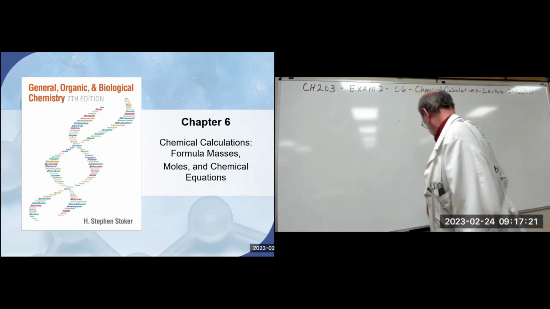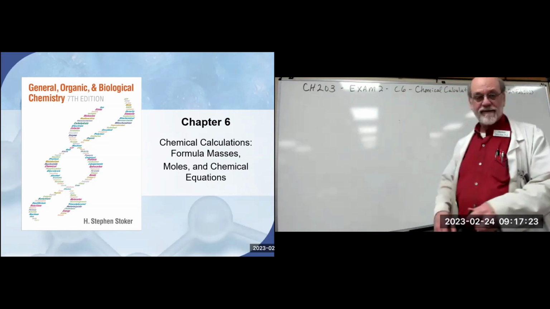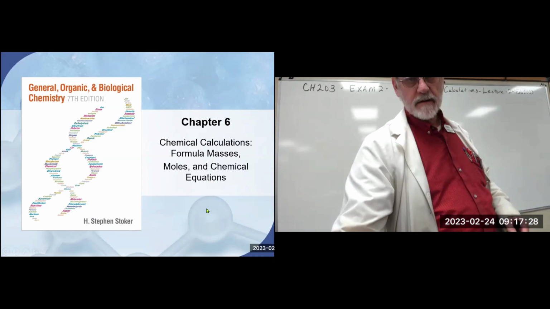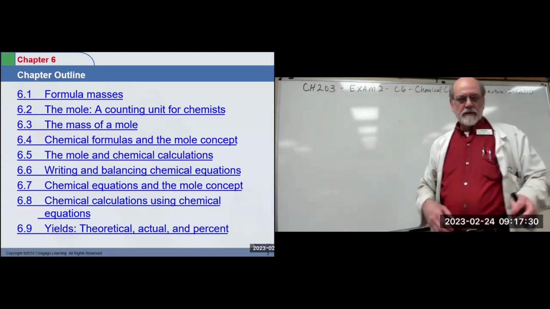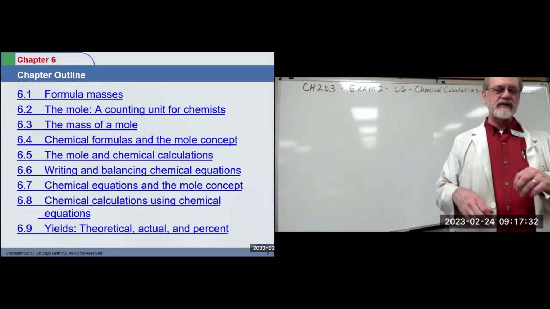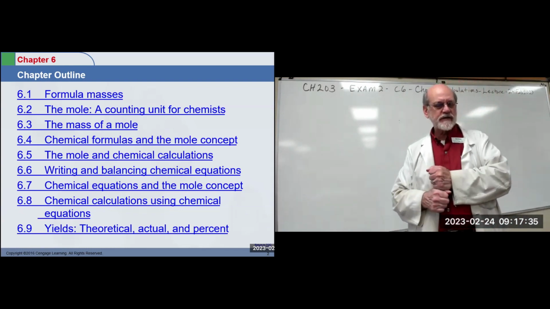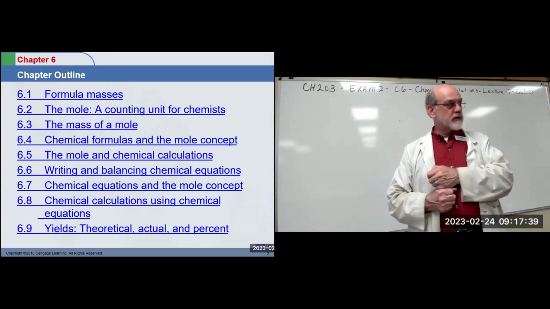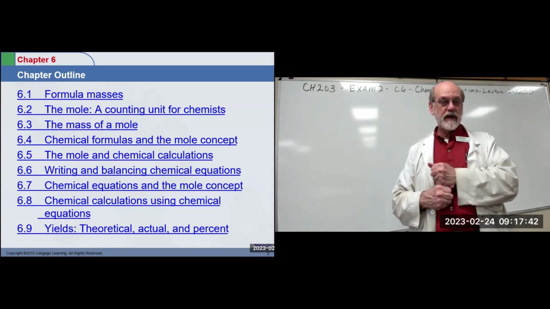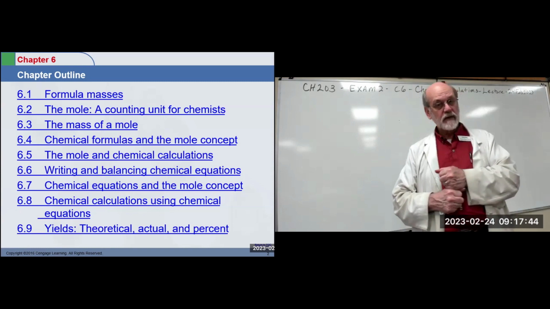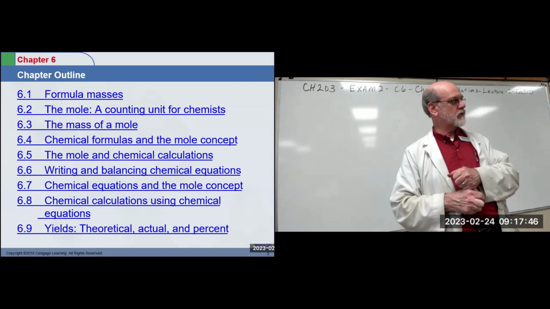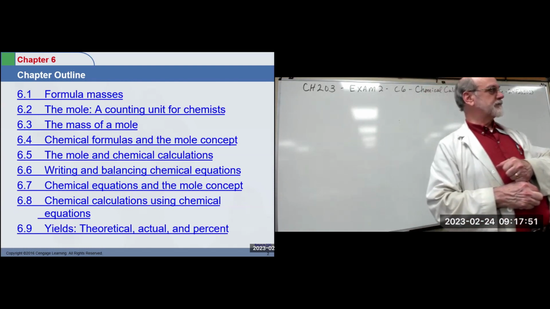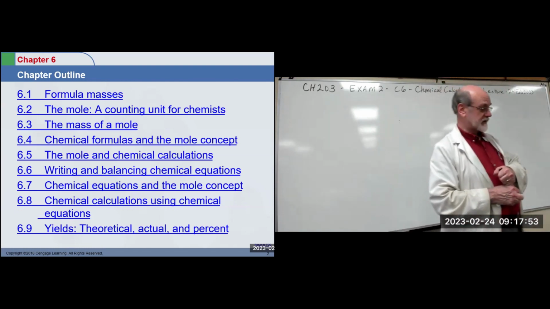Okay, chapter 6. So we've made some progress up to now. We've learned how scientists think, sort of, how we make measurements. We've learned the chemical symbols and what all the numbers mean. Most of the numbers. We've learned what the atomic number means.